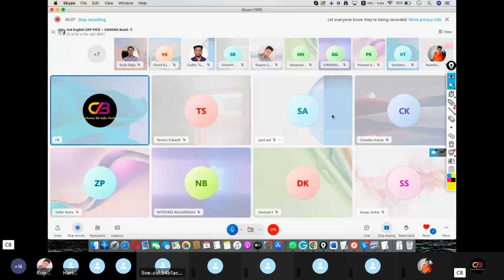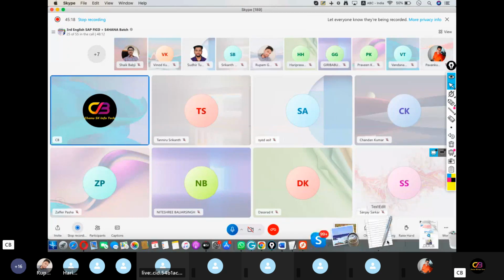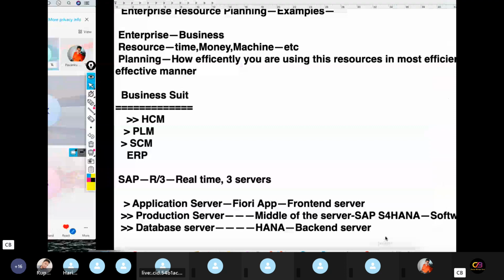This is the first class. First class means it's a demo class only. From tomorrow onwards, we will discuss the main stuff. Again, I am repeating this concept for your better understanding.